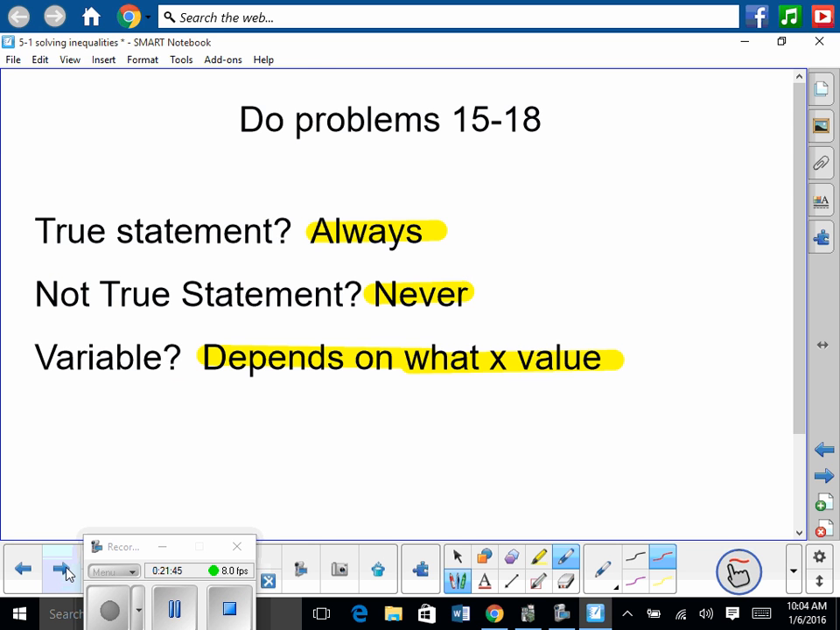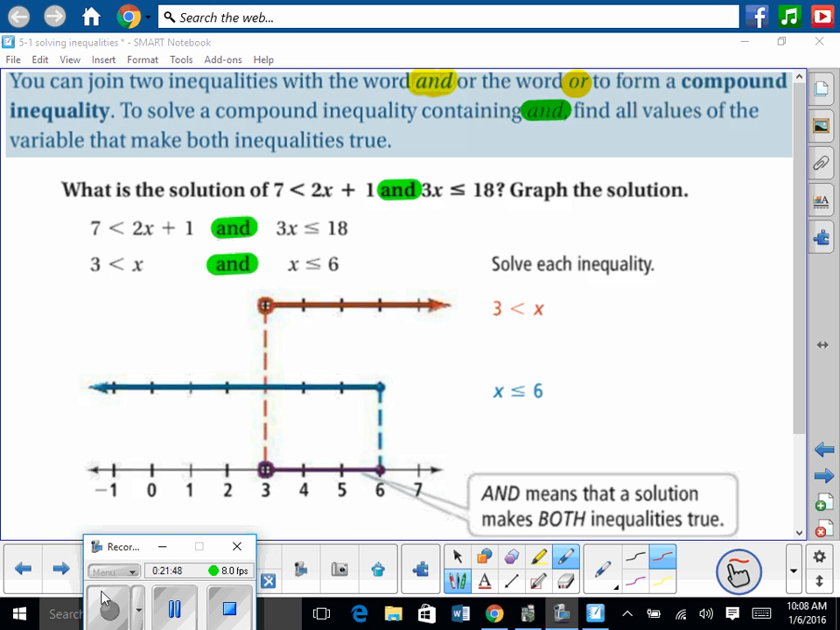Okay, guys, next thing. This is one of the most important things you can get out of today. So we can do inequalities. We learned that many years ago. Today we have to get to compound inequalities.